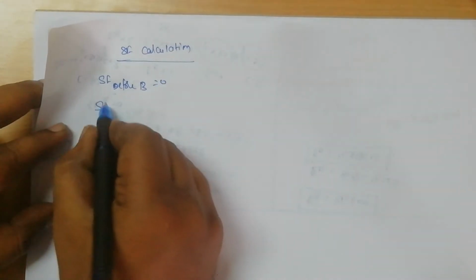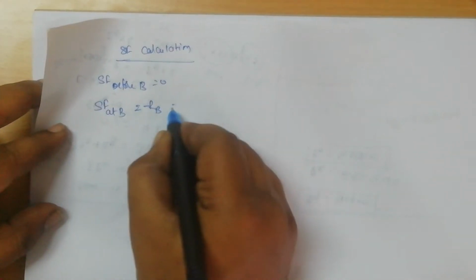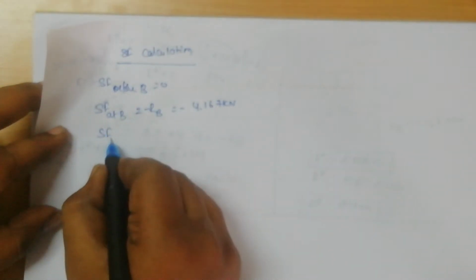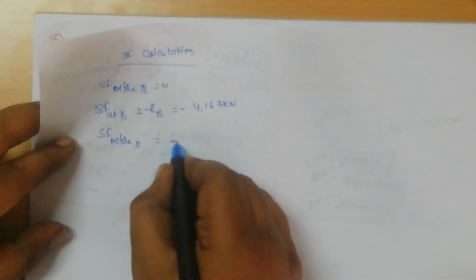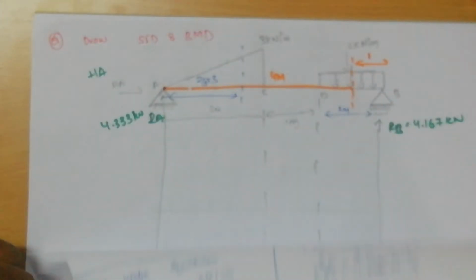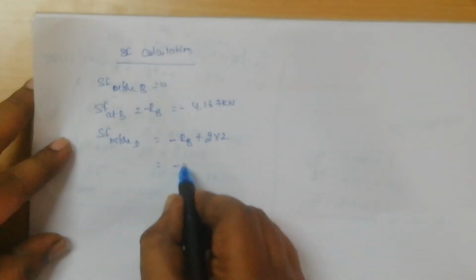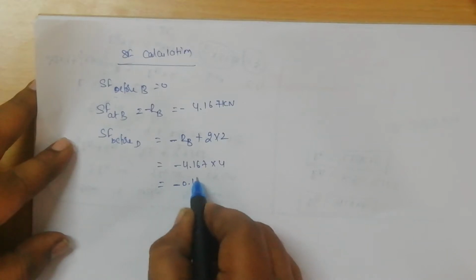So in shear force calculation, shear force before, what is the point we have taken? B point. Shear force before B point is equal to 0. Shear force at B is equal to RB, which is acting in upward direction. We will take minus 4.167 kilonewton. Next is shear force before point D, that is minus RB plus, because of the UDL. What is the UDL? 2 into 2 is the load. So minus 4.167 plus 4 will get as minus 0.167.